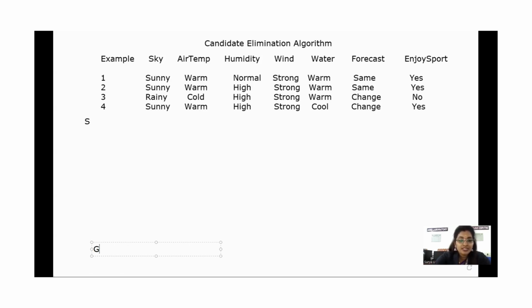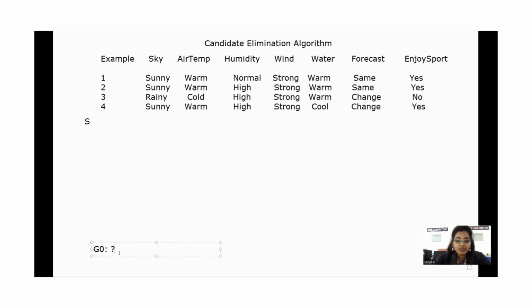Let me write G0 as question marks. How many question marks do we have to write? For that we have to follow the table. In this table we have four examples, and in each example we have six columns of values: sunny, warm, normal, strong, warm, and same. We have six values, so we have to write six question mark symbols. You don't include this last value, because it is only for deciding whether it is a positive or negative value. So just avoid it while writing the question marks. In case we have five columns, then we have to write five question mark symbols.